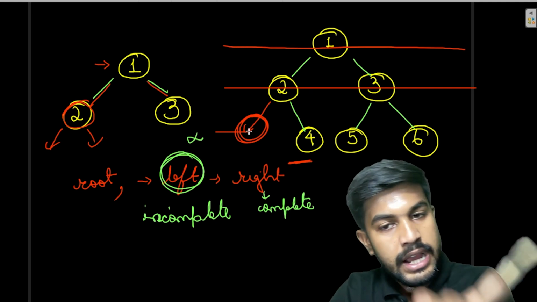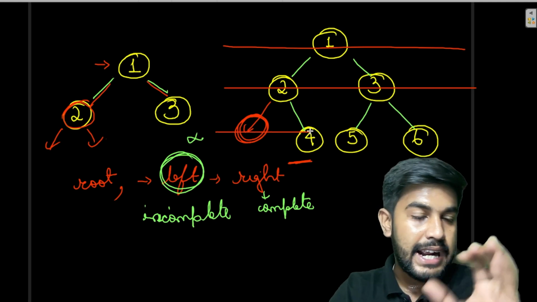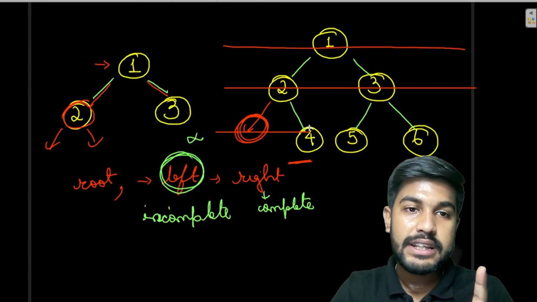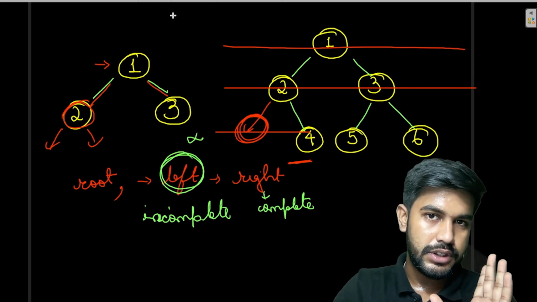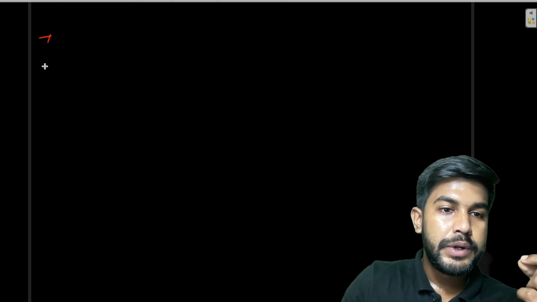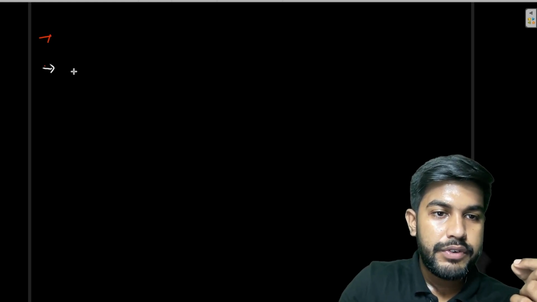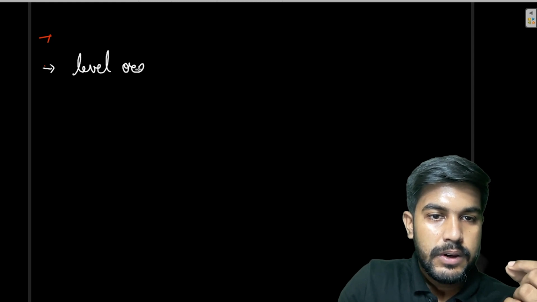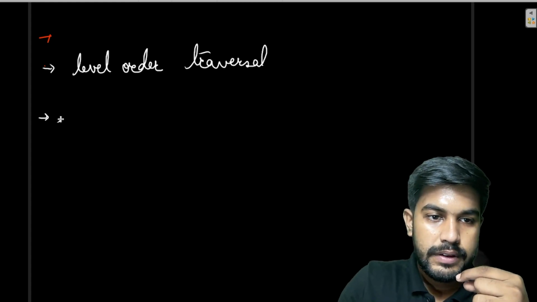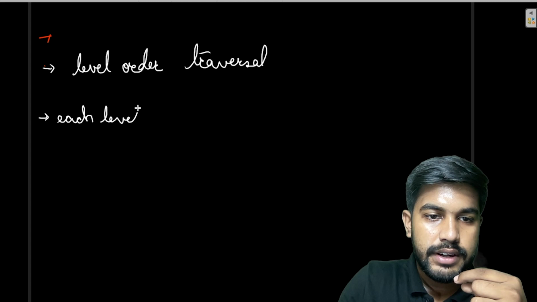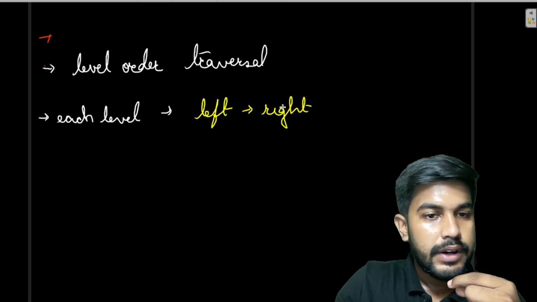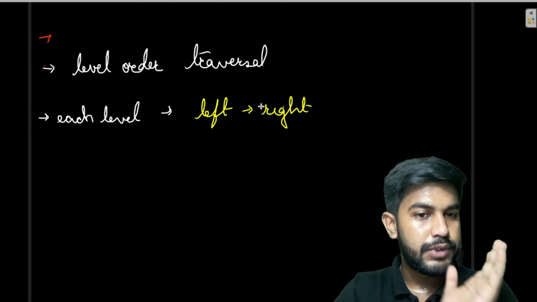So again I would do a level order traversal from the left-hand side, and if I see a problem here, that means this side is incomplete but this side is complete. If this is happening, then this is not a complete binary tree. So what we would be doing is first a level order traversal, and in each level we go from left to right.